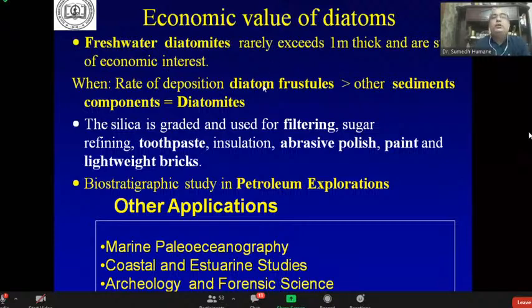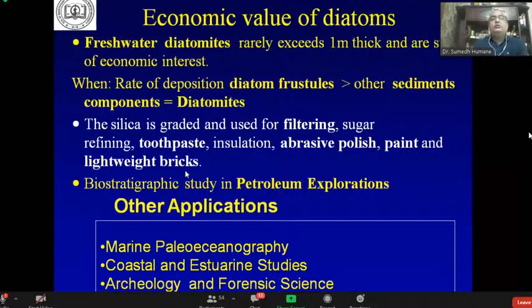We could get an abundance of diatomites in cooler conditions where the other sediments are not supplied in higher concentration compared to the diatoms. Only the diatoms will form the basis of the sediments. Then only are you going to get these diatomites. So diatomites you will mostly get in European and colder areas of the world. They are also very useful in filtering, the sugar industry, refining, the toothpaste industry, abrasives, polish, paints, and lightweight bricks. Likewise, there are many various industrial applications of diatoms.